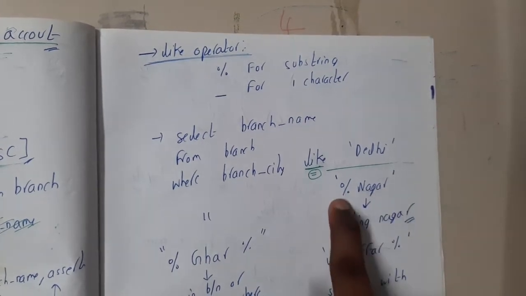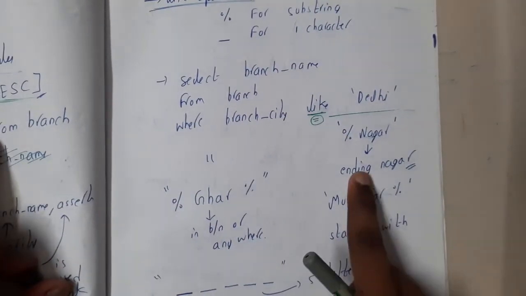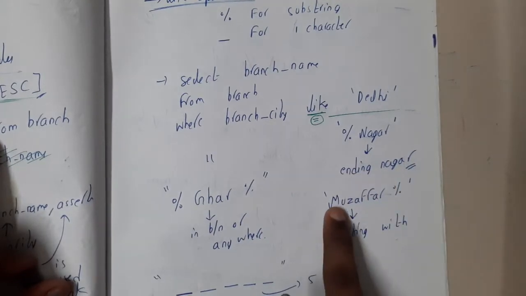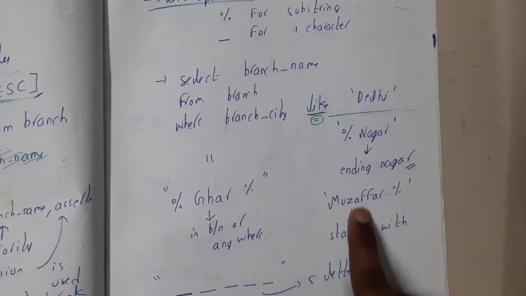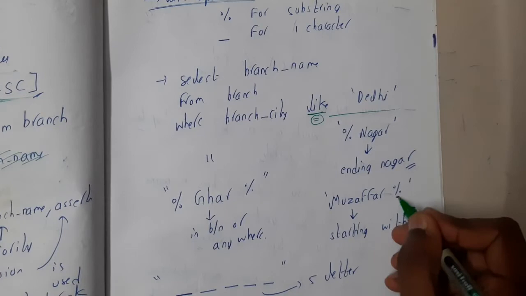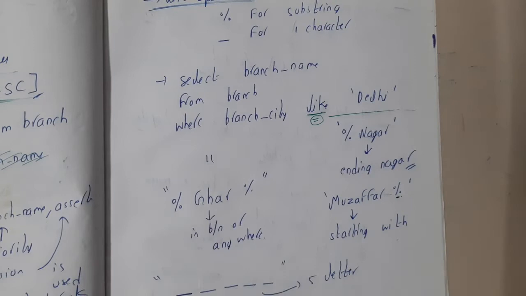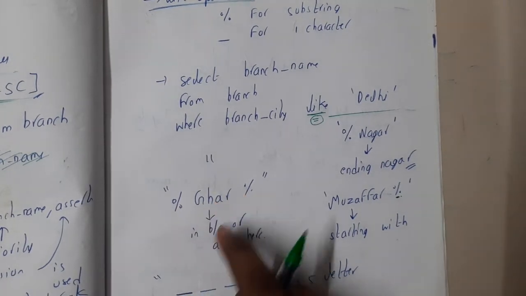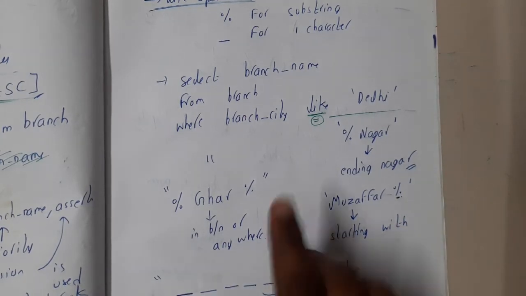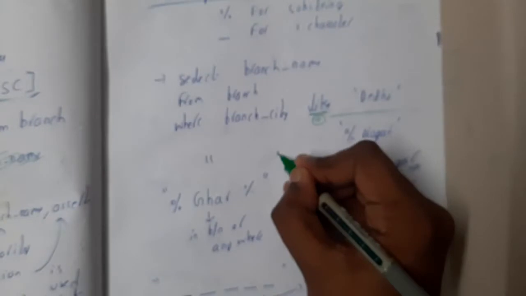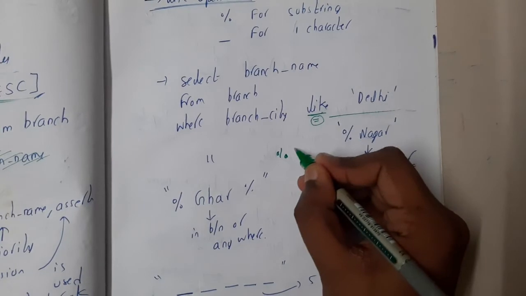Okay, so that is the concept of percentage. This is ending with Nagpur. And if you write Muzaffar, assume Muzaffar Nagar, this is starting with Muzaffar, and percentage after that, so after Muzaffar anything could be there. Similarly '%gar%': here gar is in between, so before and after that, anything could be there, right? So that is the working of percentage, guys. Percentage means anything, in simple words.